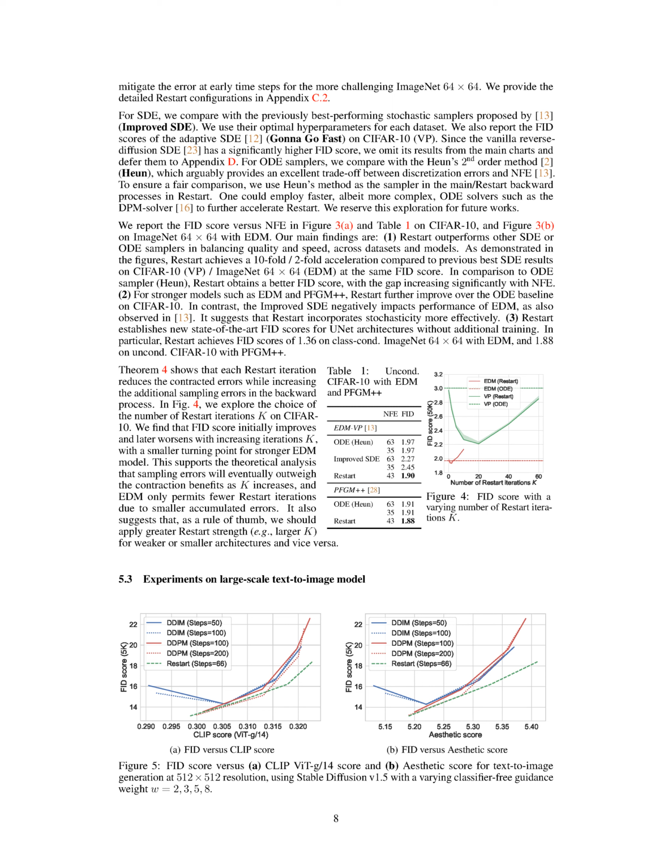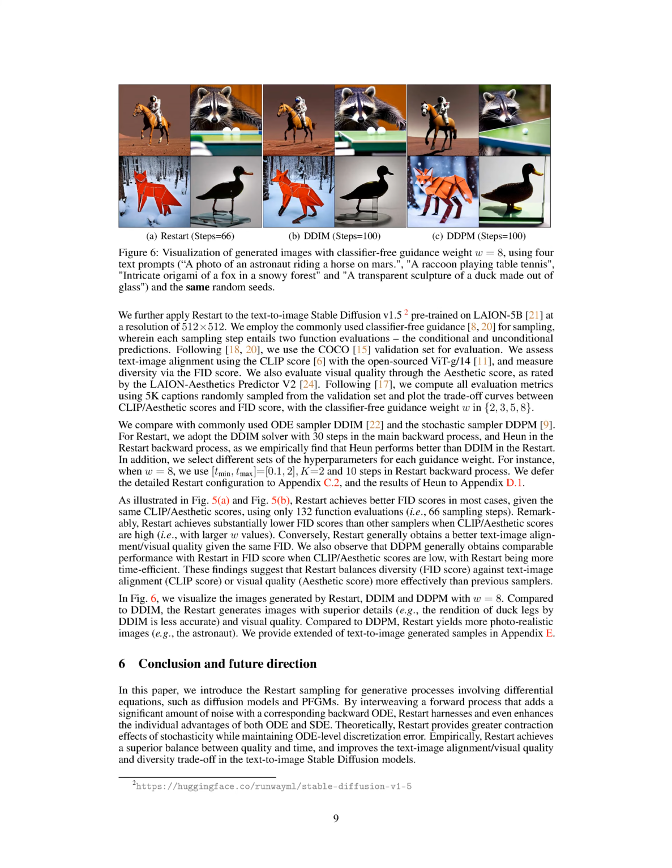Section 5.3: Experiments on large-scale text-to-image model. We've extended our use of the restart technique to the Stable Diffusion version 1.5 text-to-image model, which was initially trained on the expansive LAION-5B dataset at a 512 by 512 pixel resolution. For sampling, we utilized the widespread practice of classifier-free guidance, which involves two function evaluations at each step, the conditional and unconditional predictions. In terms of evaluation, we used the COCO validation set.